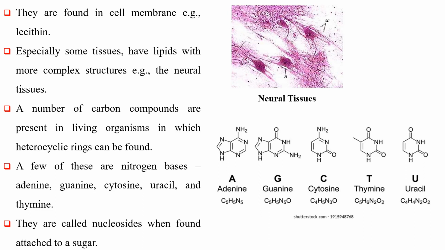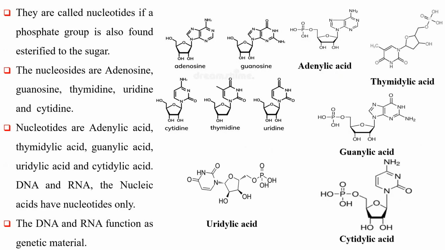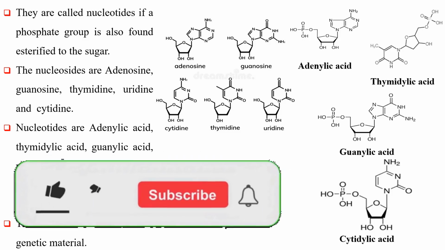A number of carbon compounds are present in living organisms in which heterocyclic rings can be found. A few of these are nitrogen bases: adenine, guanine, cytosine, uracil, and thymine. These are called nucleosides when found attached to a sugar. They are called nucleotides if a phosphate group is also found esterified to the sugar.